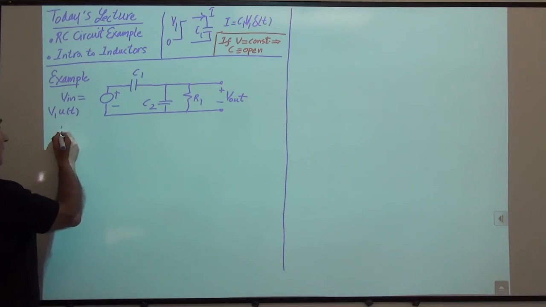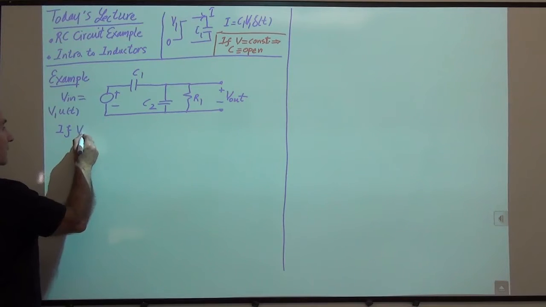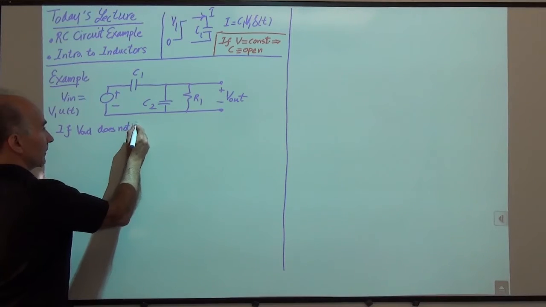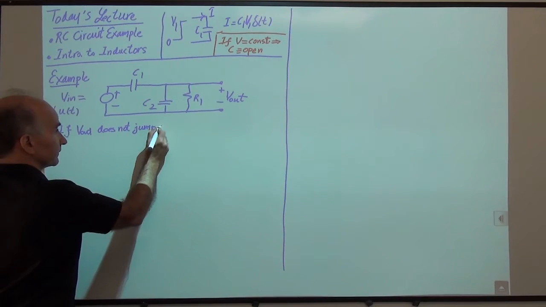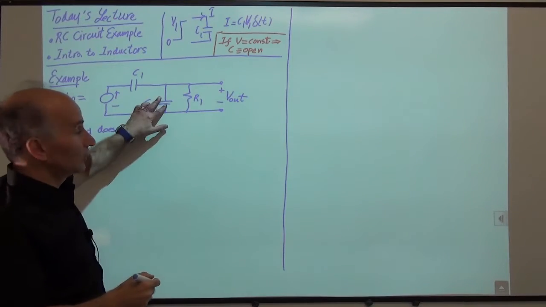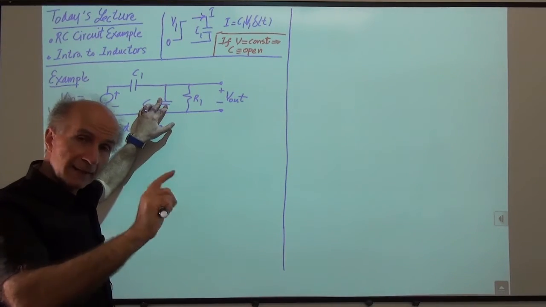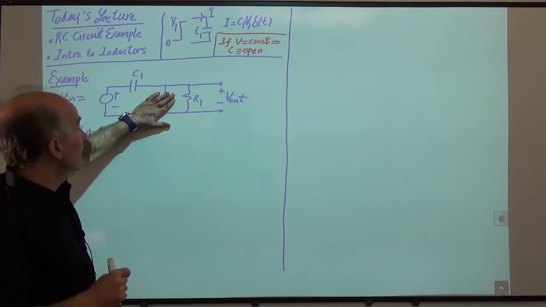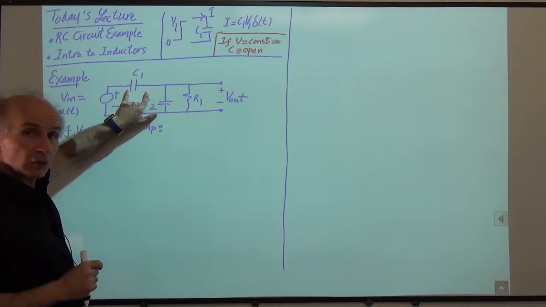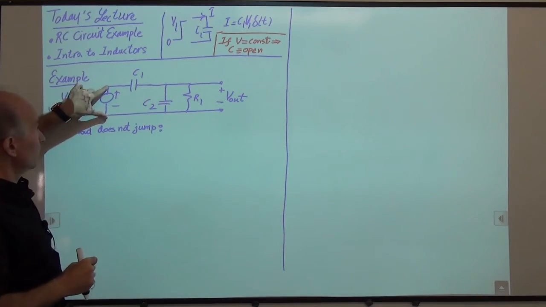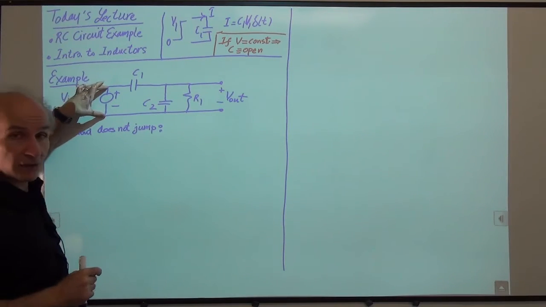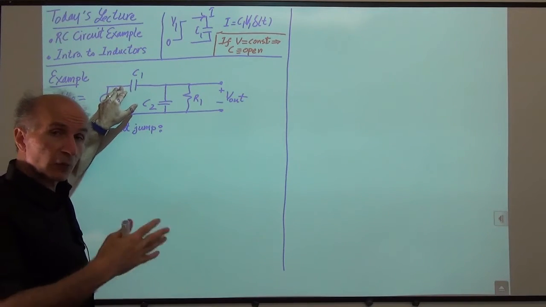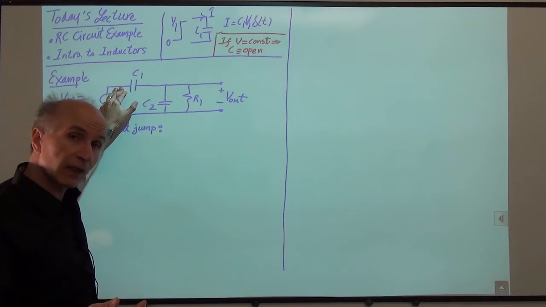So we say if V out does not jump, it means that C2 at 0 plus still has 0 volts on it, right? Okay, so this has 0 volts on it. How about C1? Well, at 0 plus, this is equal to V1 volts, right? The input has jumped to V1. This is equal to 0. So C1 experiences a voltage change of V1 in 0 time.